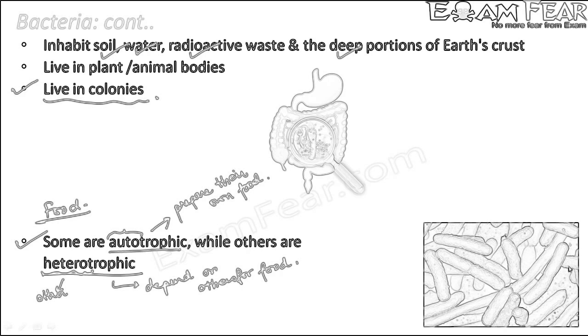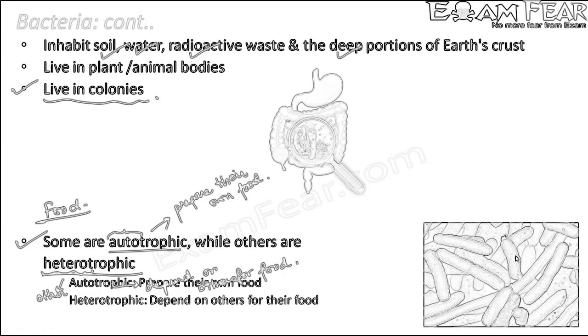Here if you look at this picture, this shows you how exactly bacteria look when seen under a high power microscope. Under this you can see some rod shaped structures, cylindrical structures. These are the bacteria, but when you see it with your naked eye, you will not be able to see it at all. So this was the first classification of microbes. As I said, autotrophic means prepare their own food and heterotrophic means depend on others for their food.